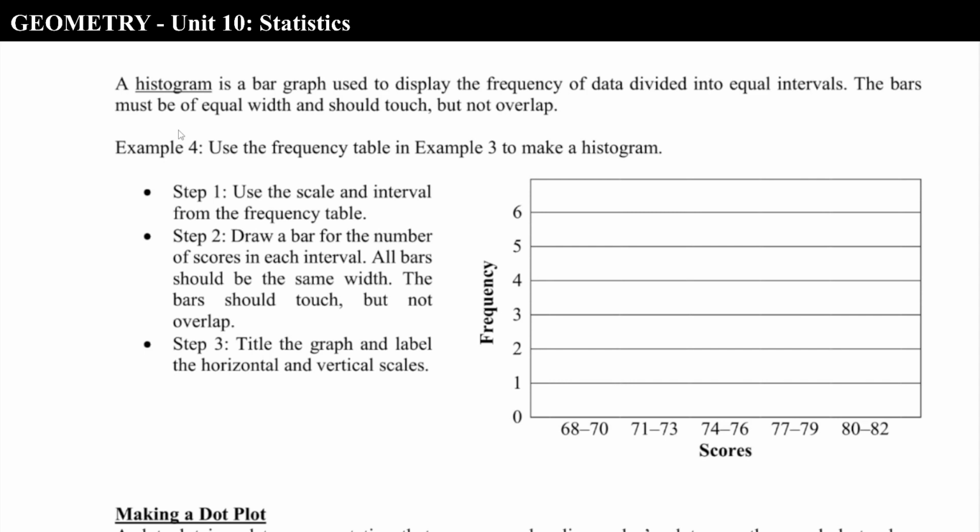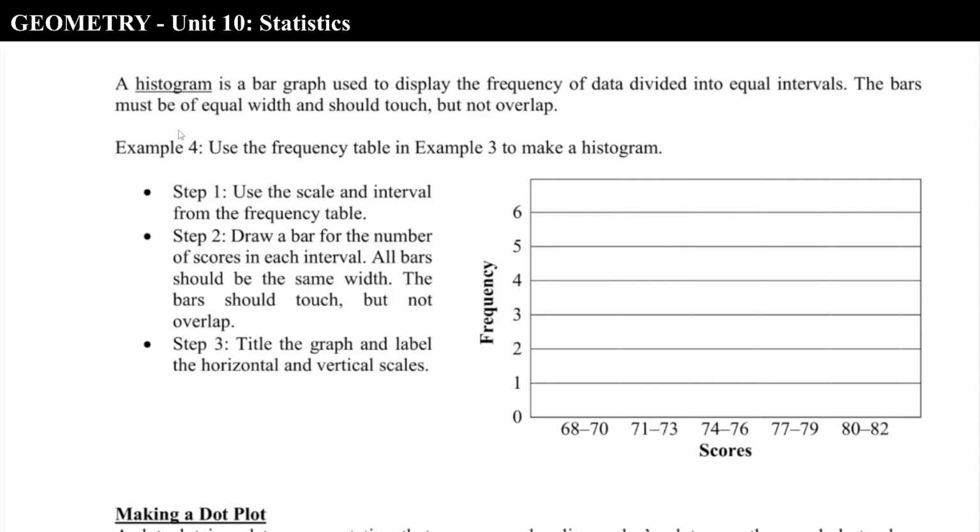So in example 4 here, we're going to use the frequency table that we just created in example 3. Use that as reference, and we are going to make the histogram. The first step is to use the scale and interval from the frequency table. The highest frequency we have is 6, so we are going to make that the top of our graph here.